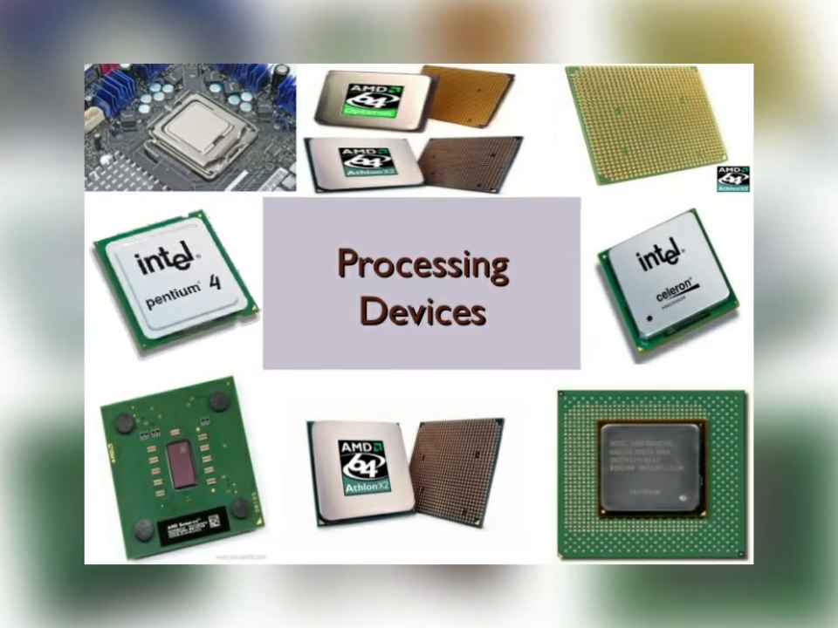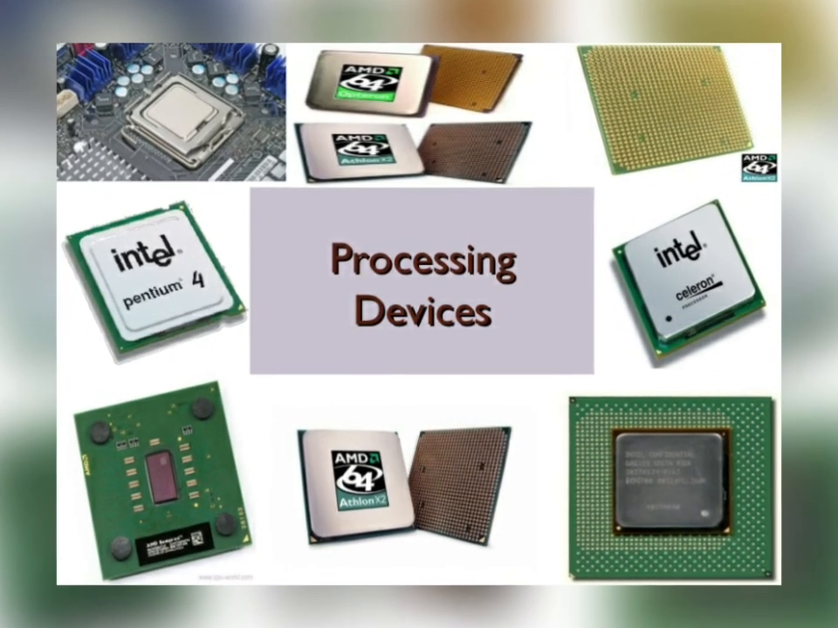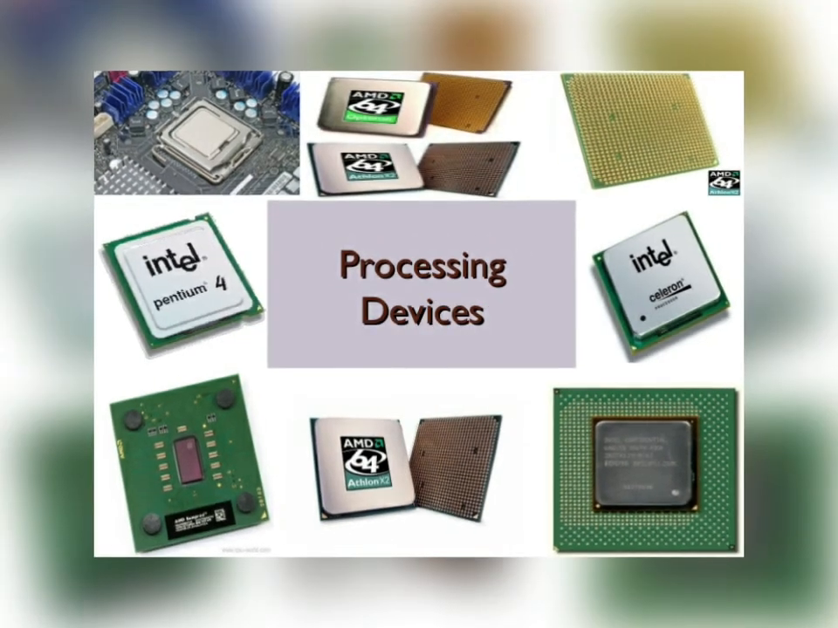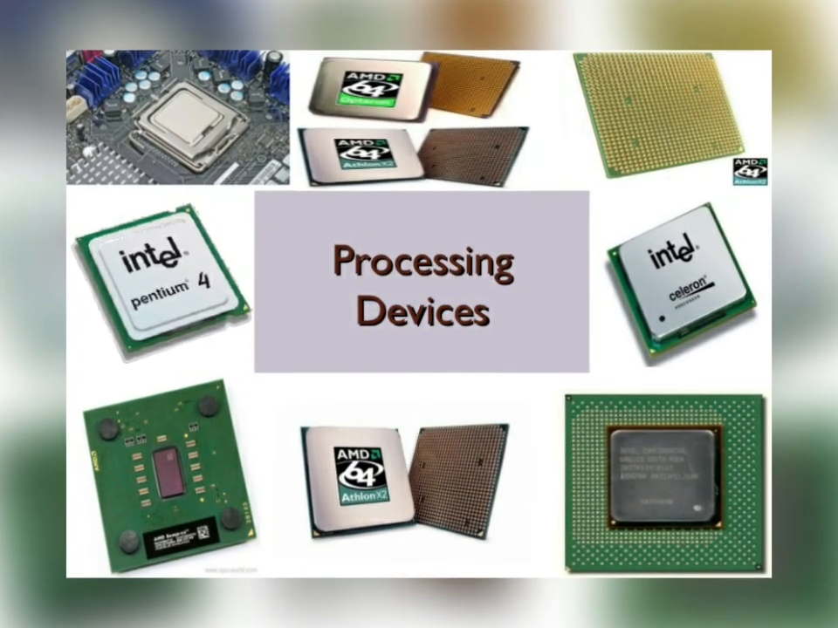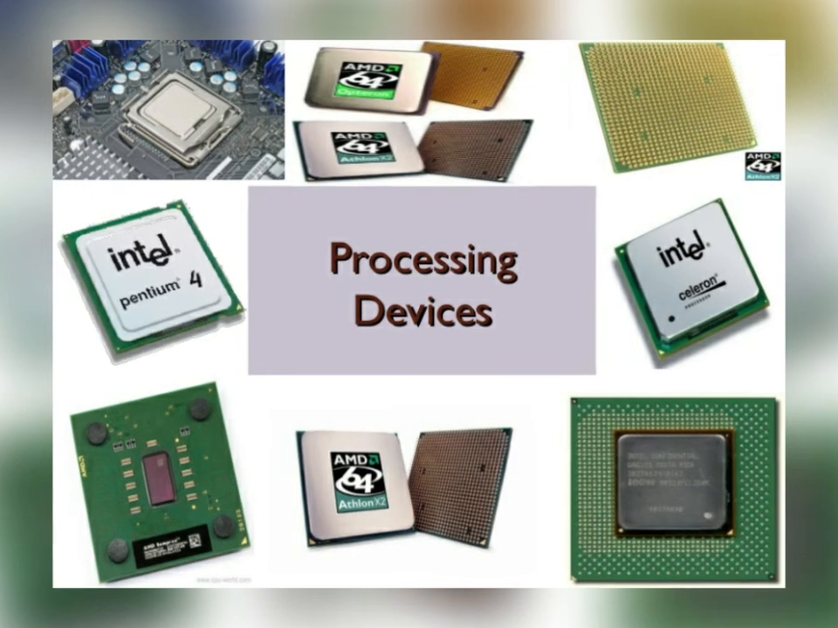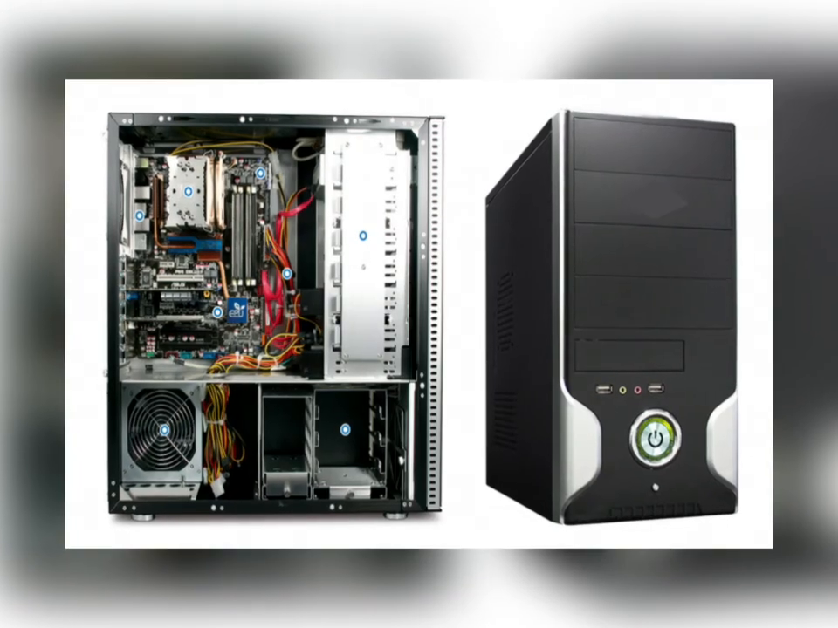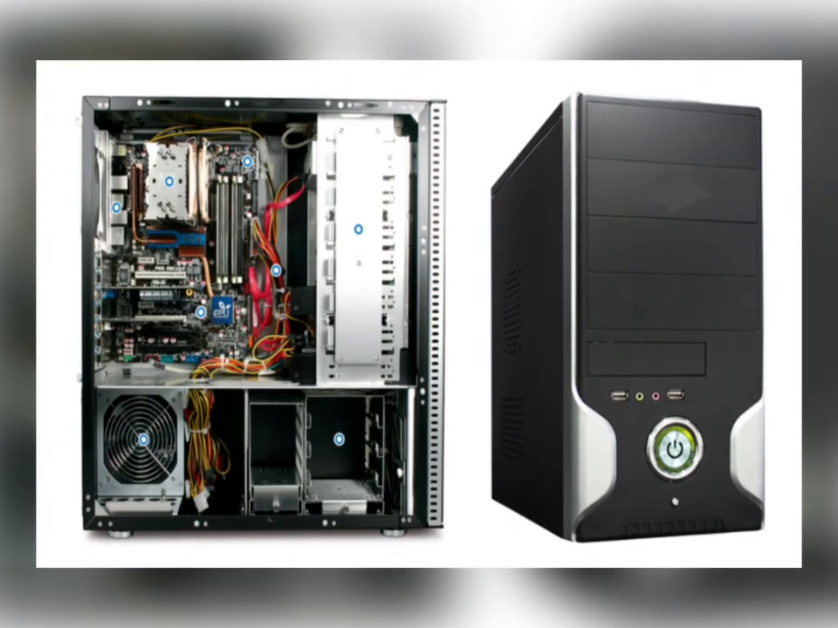Processing devices. When we input some data in the computer, it is sorted, arranged and changed into meaningful information by the computer. It is done by the processing devices. The processing devices in a computer are the control unit and the memory chips. These are located inside the CPU.